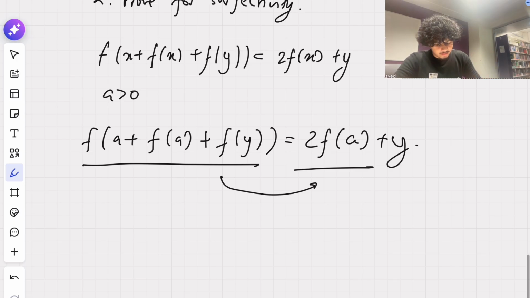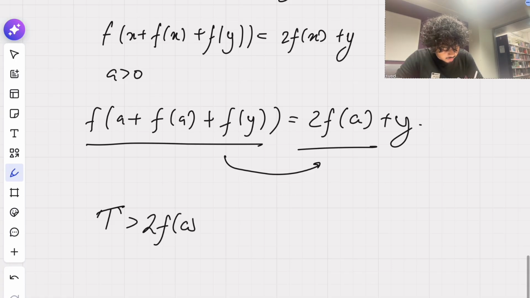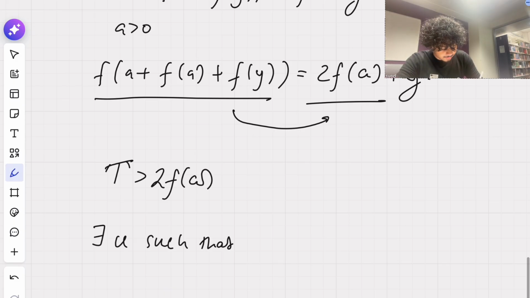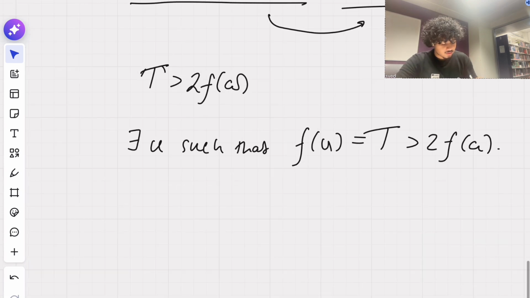How should I say this? For every single number, suppose capital T is greater than 2f(a). In other words, there exists some u such that f(u) is equal to capital T, which is greater than 2f(a). Nice. So we've proven that it's surjective after a point. After 2f(a), it's always surjective. So now let's try to derive a key identity.